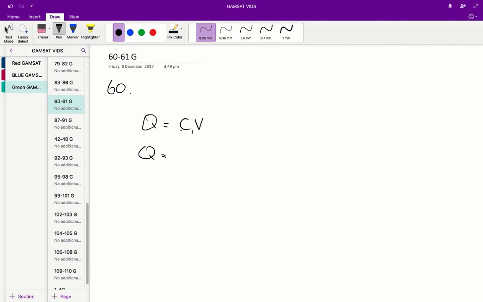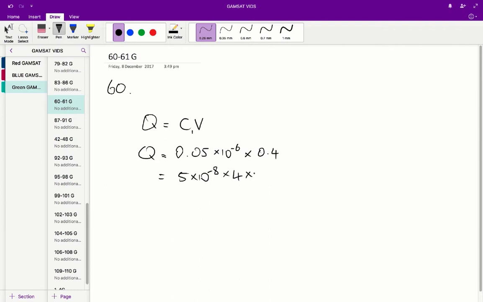C1 has a capacitance of 0.05 microfarads, so that's 10 to the negative 6, times the voltage, which is 0.4. So what we get is 5 times 10 to the negative 8 times 4 times 10 to the negative 1, which is equal to 2 times 10 to the negative 8. So therefore, the correct answer for question 60 is A.